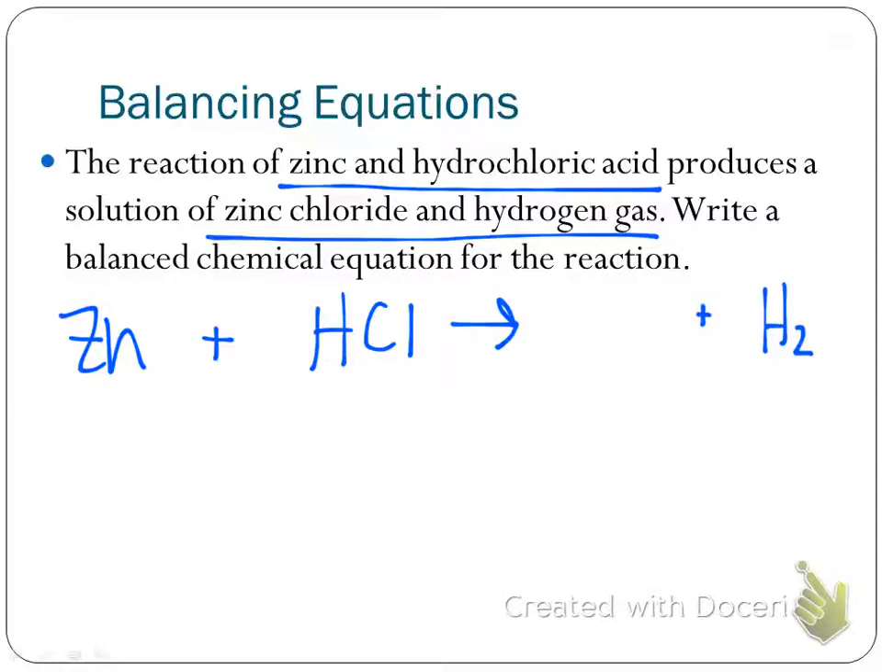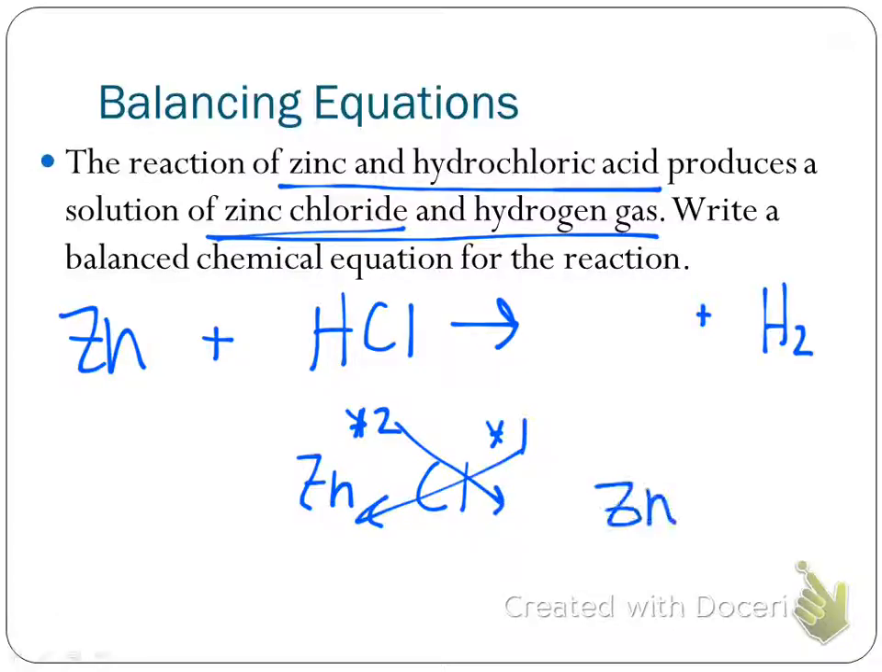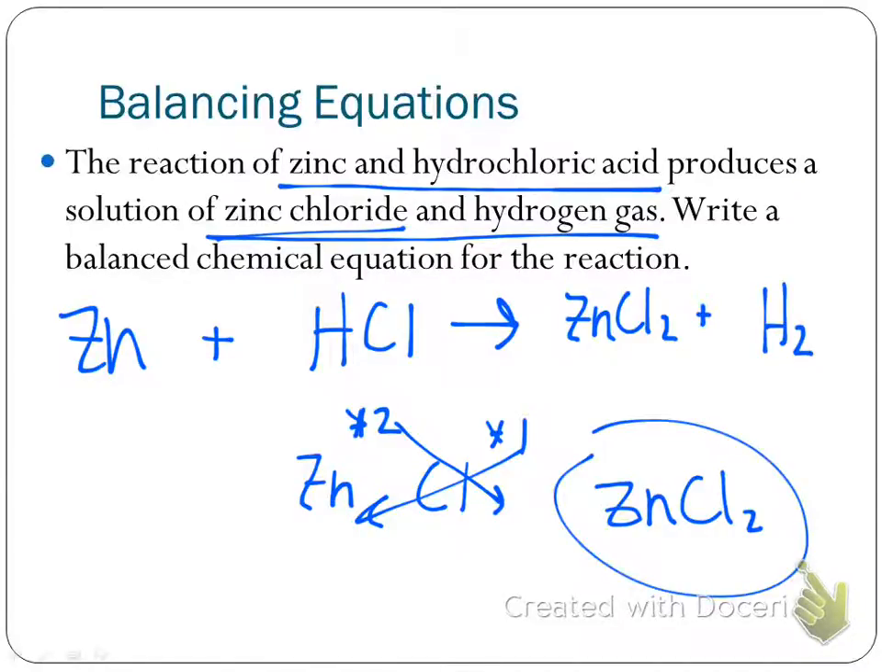What is the formula for zinc chloride? What's the charge on zinc? +2, and chlorine is -1. So if I cross these down, that gives me ZnCl2. So that's what needs to go in our chemical formula. Do you see how we formed this? It's not just putting ZnCl. That's not necessarily zinc chloride. We've got to make that ionic compound balance.